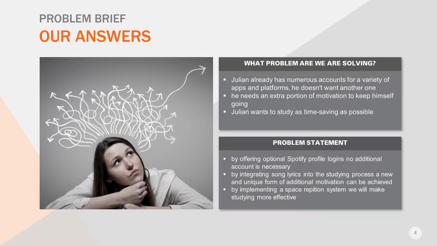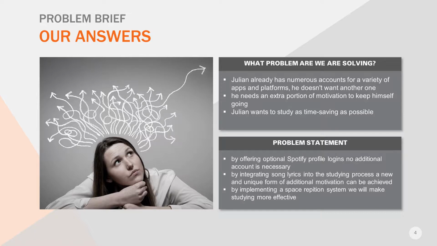Let's take a look at some of Julian's main problems and how they can be transferred into a problem statement. First problem. Julian already has numerous accounts for a variety of apps and platforms. He doesn't want another one. By offering optional Spotify profile logins, no additional accounts will be necessary.